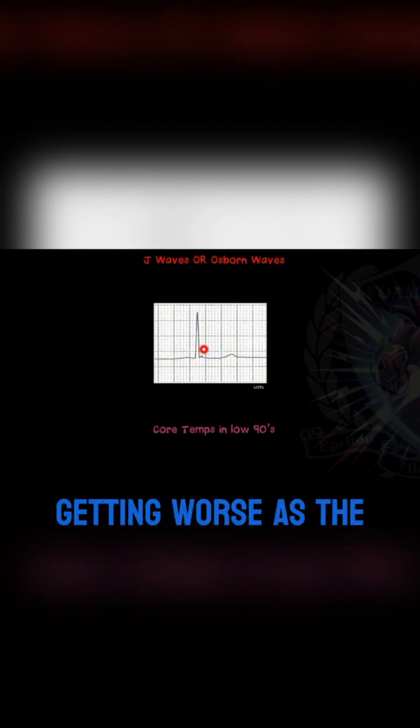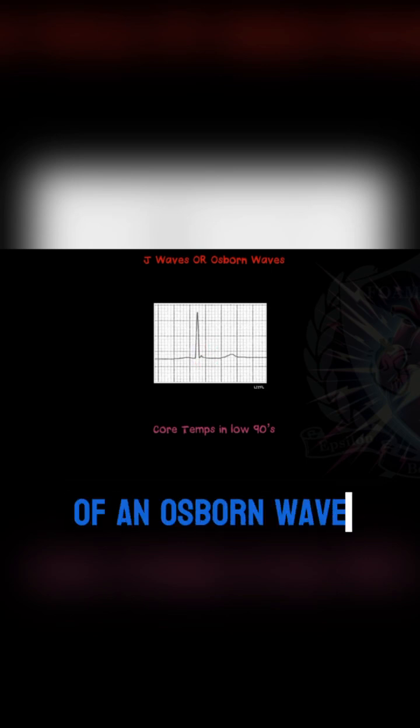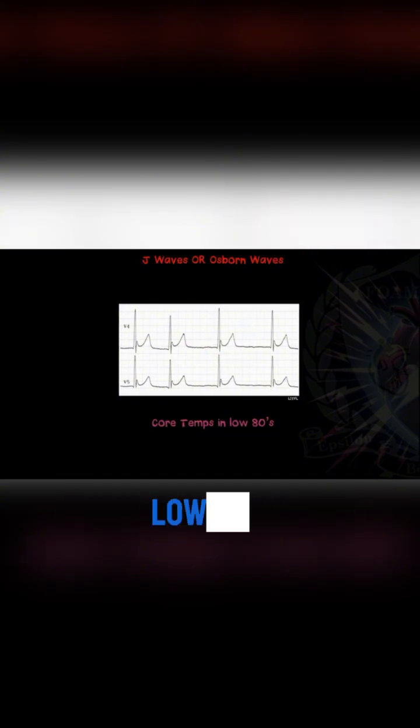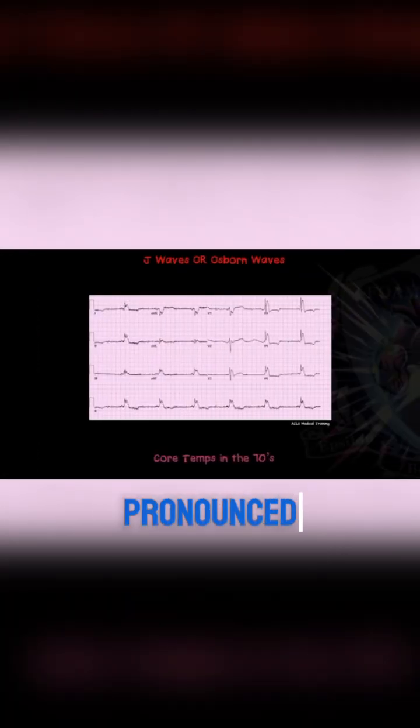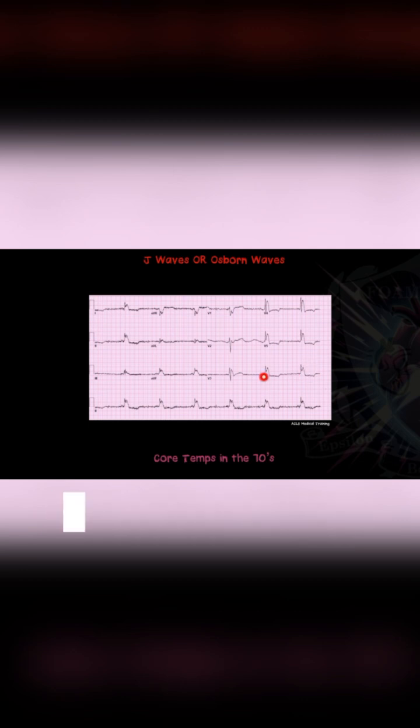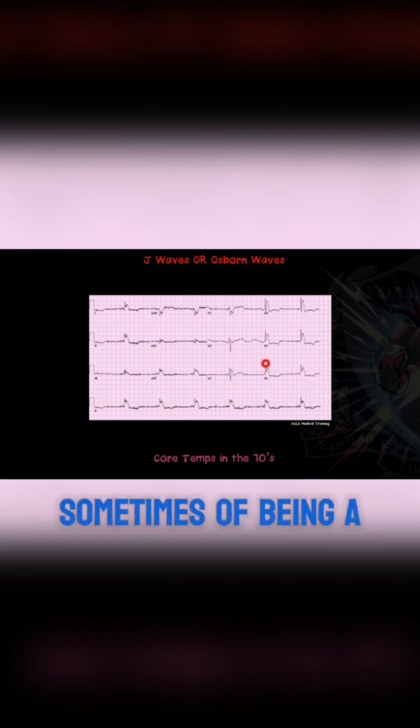And with these Osborne waves, you can kind of think of them as progressively getting worse as the temperature gets lower and lower. So here's an example of an Osborne wave, just a small blip there with core temps in the low 90s. And then as it progresses, core temps into the low 80s, it starts to become a little bit more pronounced. And then core temps into the 70s, you can actually see that it becomes overly pronounced, even to the point sometimes of being a STEMI mimic.